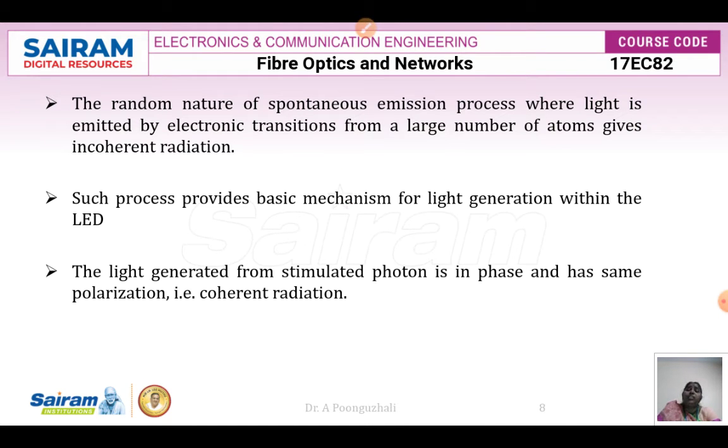So the random nature of your spontaneous emission process, where light is emitted from the transitions of a large number of atoms, is going to produce incoherent radiation, because the radiation pattern is random in nature. This process is used in your LEDs. But the light generated from the stimulated photon is in phase and has the same polarization, which is called coherent radiation.